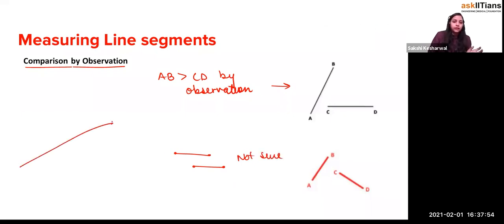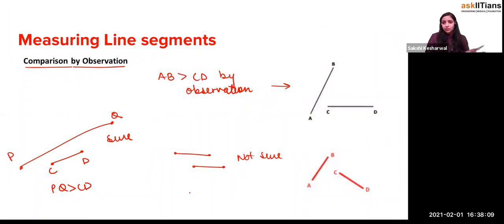But if I made a line like this and a line segment like this, and I name this PQ and this CD, here you are sure that yes, PQ is greater than CD. So sometimes when you see the line segments, observation works, but not always. Observation is not a very appropriate method to measure a line segment because you cannot give the exact value of it.